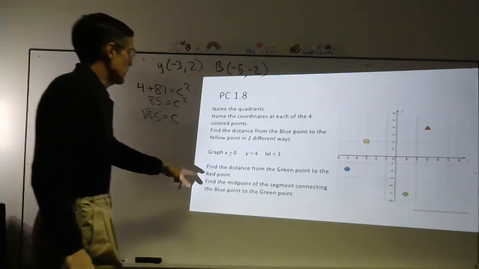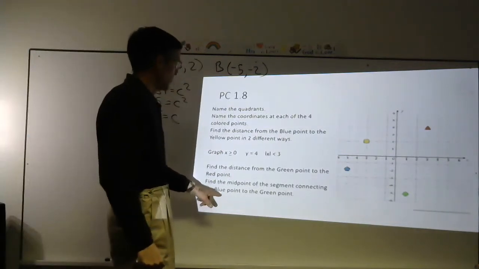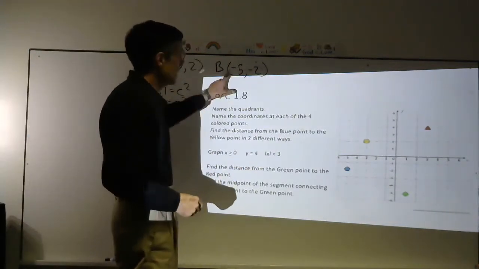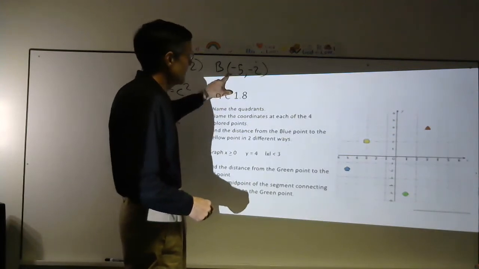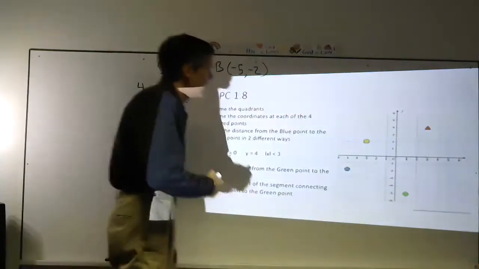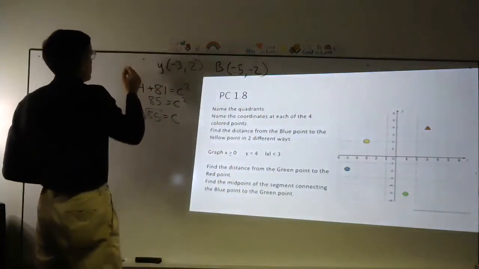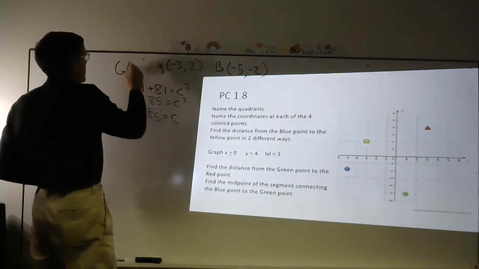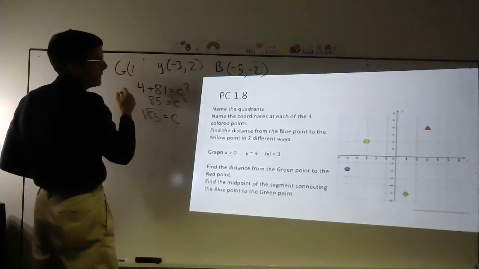How about the midpoint of the segment connecting the blue to the green? Now, we already have the blue coordinates here, -5, -2. Let's talk about the green point. It's over 1 and down 5. So green is over 1 and down 5.